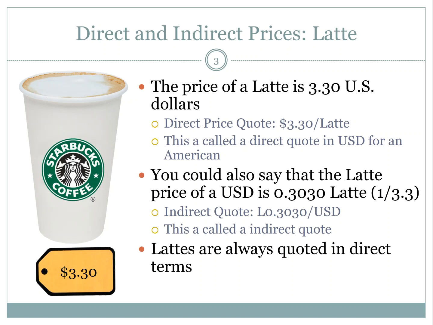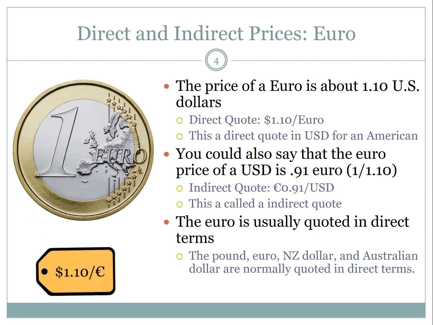All right, so that's one commodity. This is just another commodity. It's called €1. The euro is quoted in direct terms, say $1.10 per euro. But I can flip it and say 1 over 1.10, and quote that I can buy $1 US for 90 euro cents. That would be an indirect quote for a euro for an American. $1.10 is a direct quote for a euro for an American.